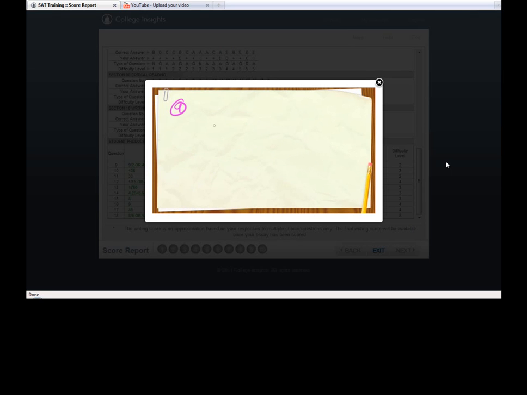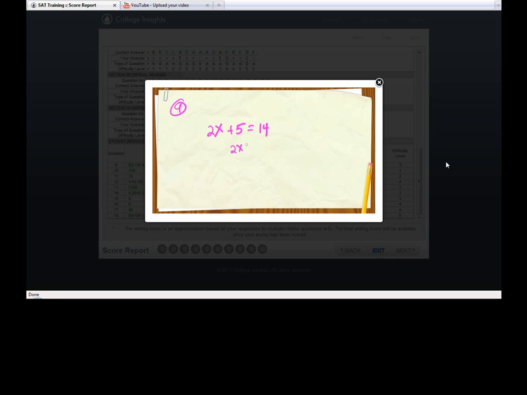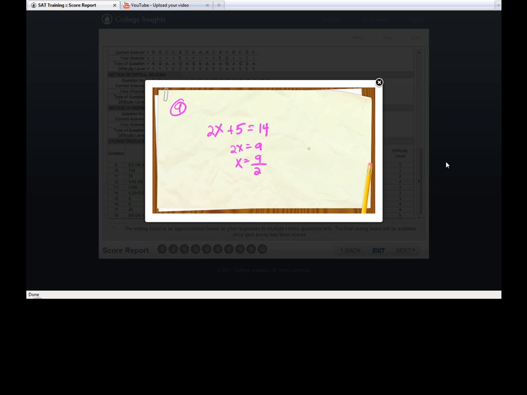Okay, twice a certain number, increased by 5, it equals 14. So what's the number? Well, subtract 5 from both sides, and we have 2x equals 9. Divide each side by 2, and we get 9 halves, which means you can either enter in 9 halves or 4.5, and either of those is correct.